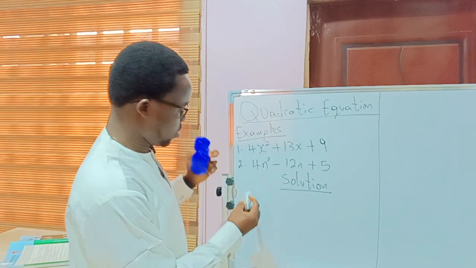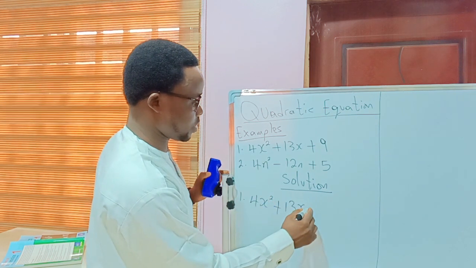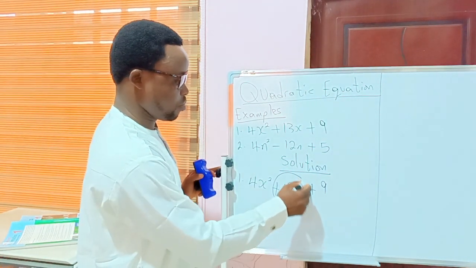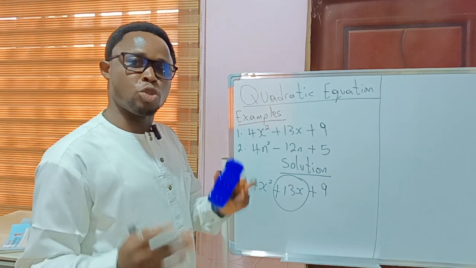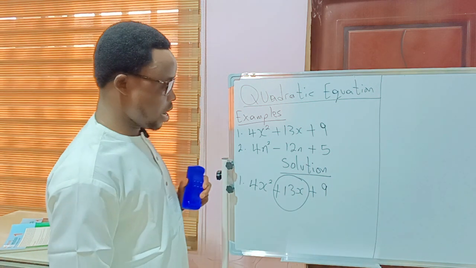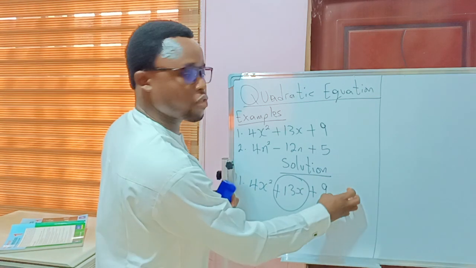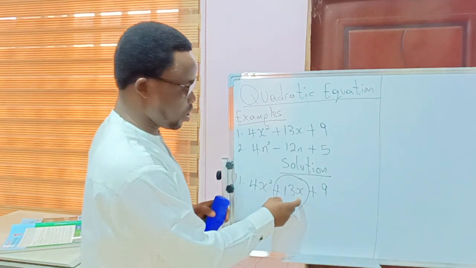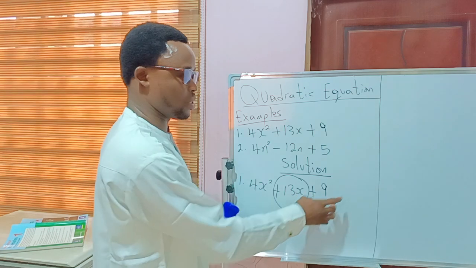One says 4x squared plus 13x plus 9. Remember the last class I told us, this plus 13x, we have to look for two possible factors that will be used to replace it. The two positive factors, when you multiply them, give us the constant, and when you add them, give us 13. Look at this, this is 9. There are no two numbers that multiply to give 9 and add to give 13. No, it's not possible.